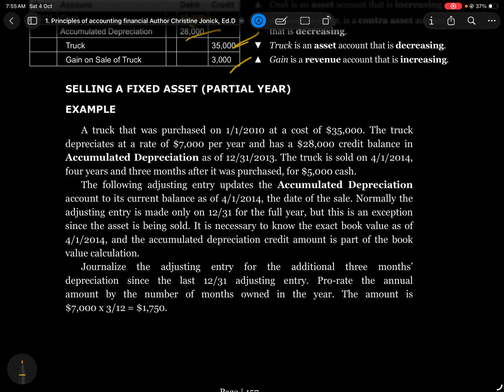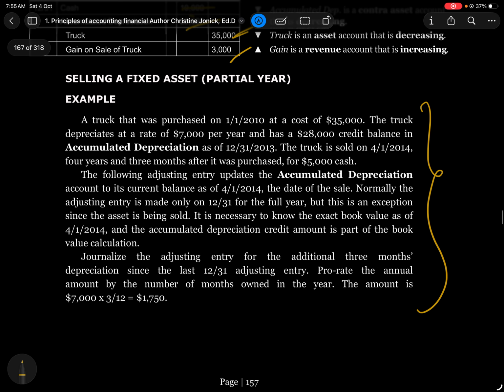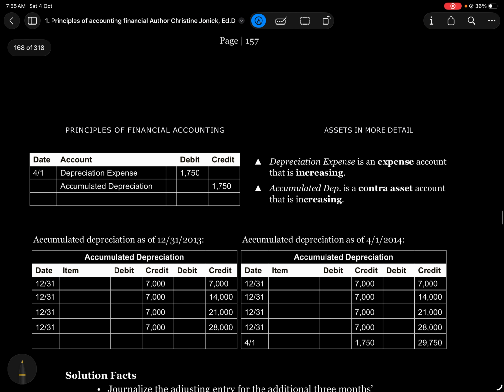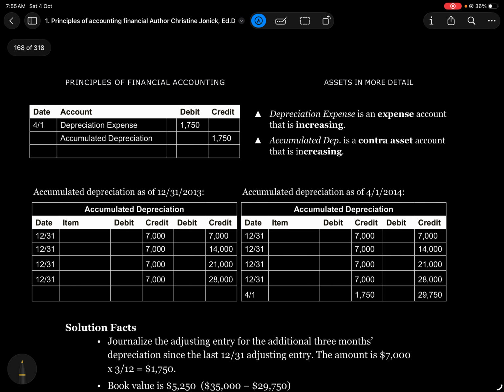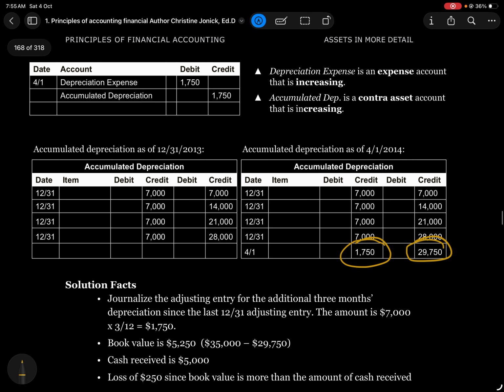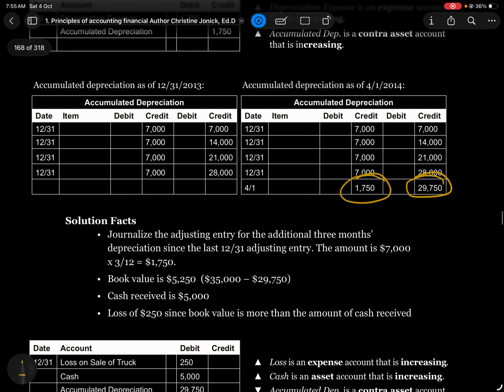Of course, this is just a fixed assets partial year. It's just saying, calculate the fixed assets for the partial year, and based on that book value, calculate the profit and loss. The book value is 5250, cash received was this, so $250 was a loss.